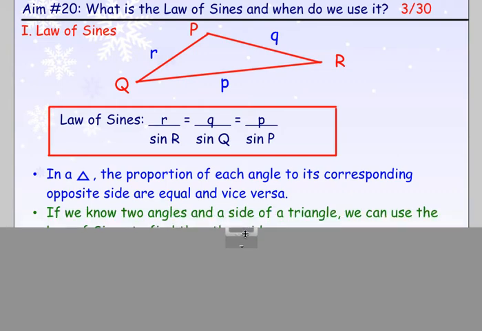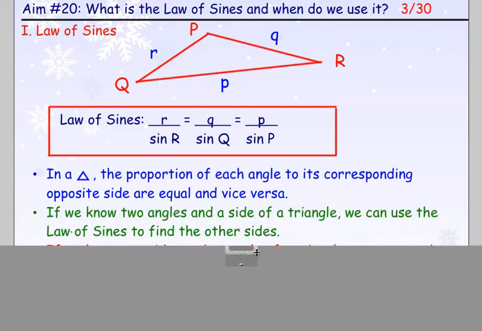Next, if we know 2 angles and a side of a triangle, we can use the law of sines to find the other sides. The law of sines, if you look at even 2 at a time, it deals with 2 sides and the 2 opposite angles. Here, 2 sides and the 2 opposite angles.